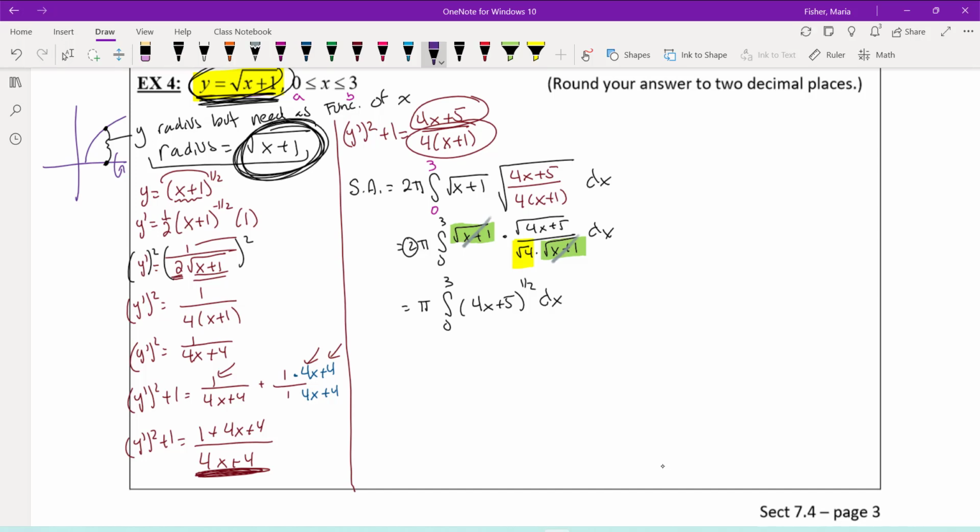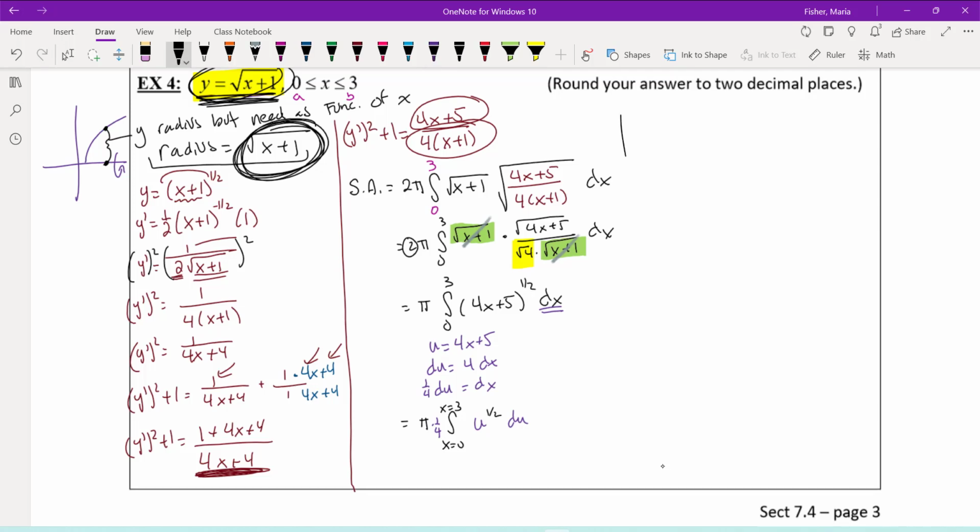Using a u sub to solve this, we say that u is equal to 4x plus 5. The derivative du would equal 4 dx. I don't have a 4 dx, so I divide by 4, and 1/4 du is equal to dx. This becomes pi times the integral from x equals 0 to x equals 3 because we didn't change the limits of integration. U to the 1/2, and then times 1/4 du.